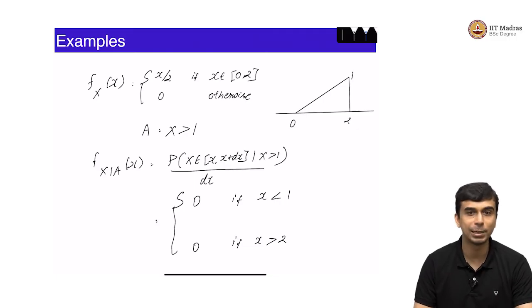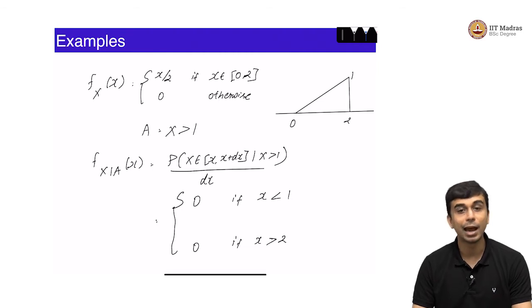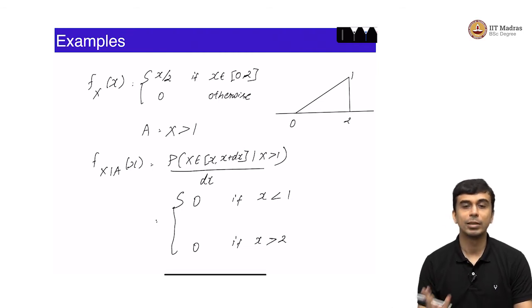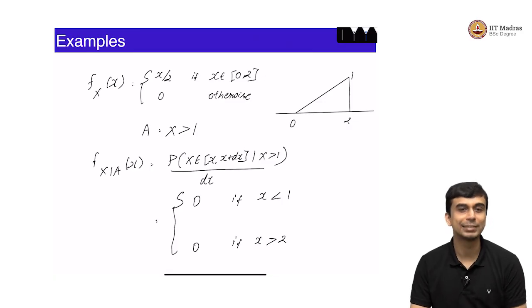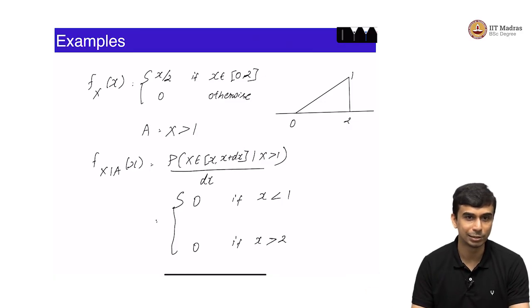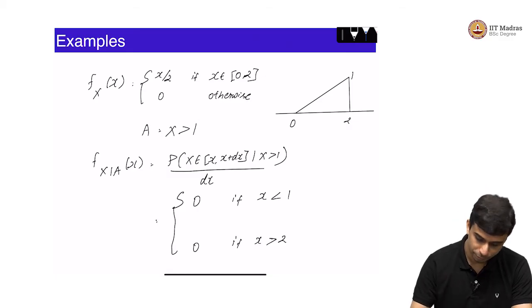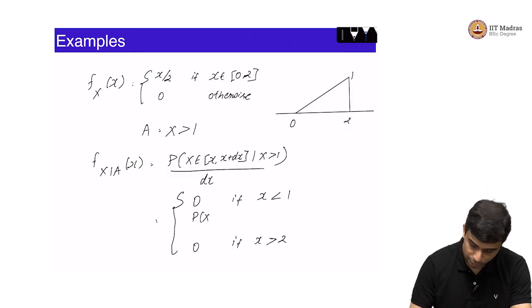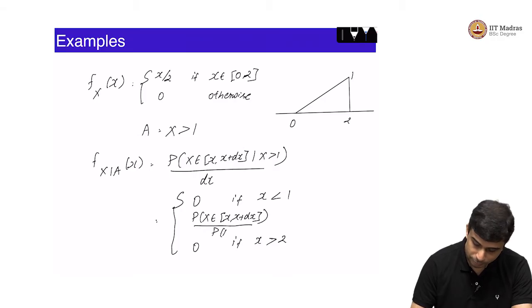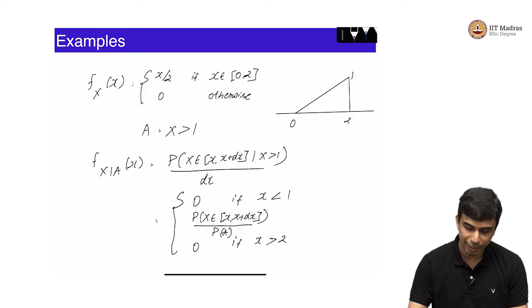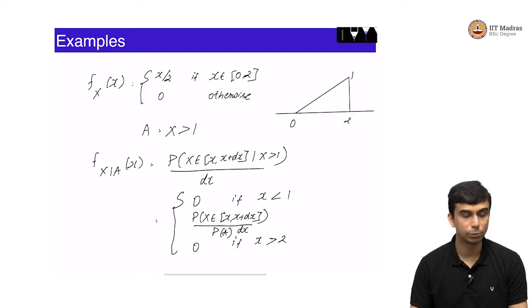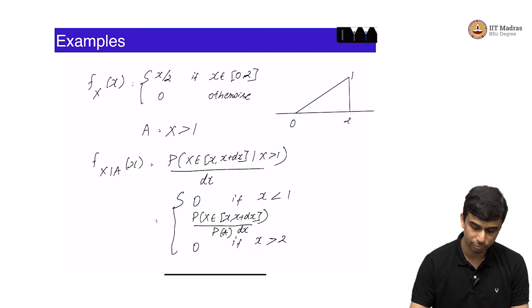Why is that? Let us say for example x is 1.2, right. The joint probability would give you the probability of x belonging to 1.2 to 1.2 plus dx and x greater than 1. If x belongs to 1.2 to 1.2 plus dx, it is clearly greater than 1. So, the "and" is basically useless, it is a vacuous statement. So, now that would be the probability of x belonging to x plus dx divided by the probability of A, times dx, of course. Let us just rewrite that.